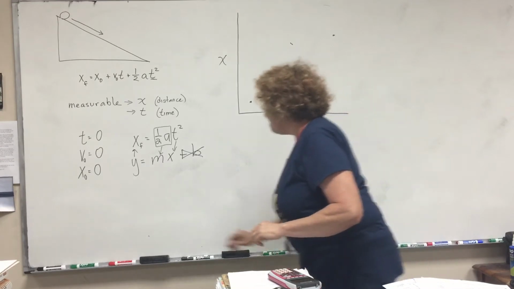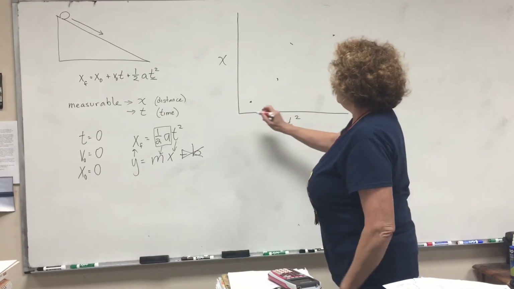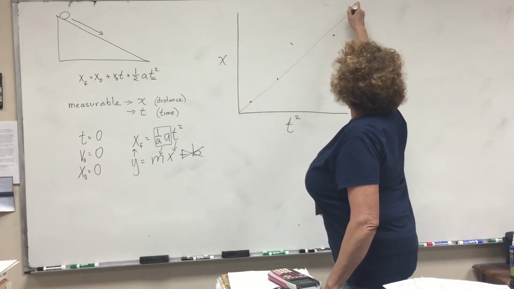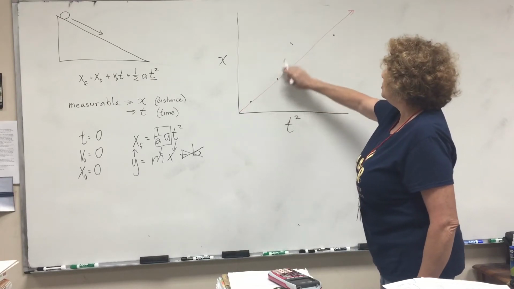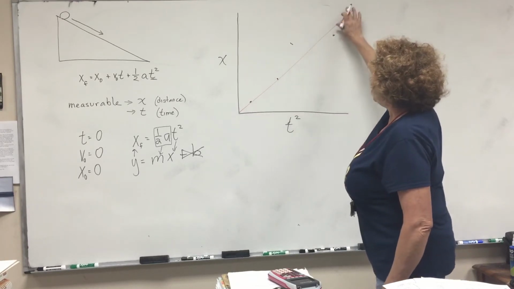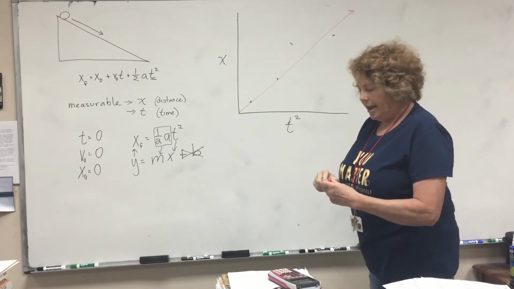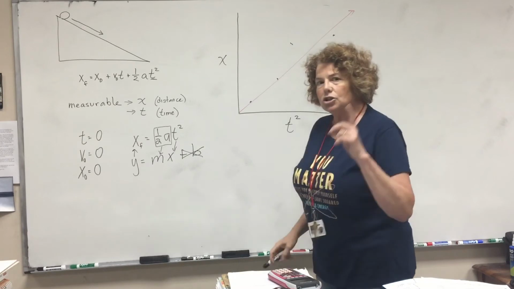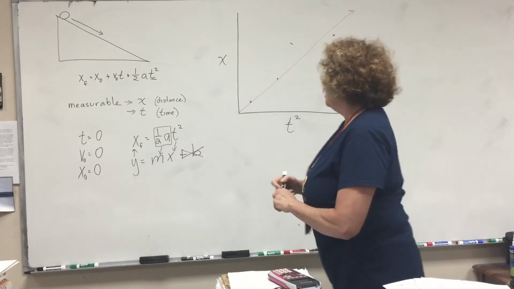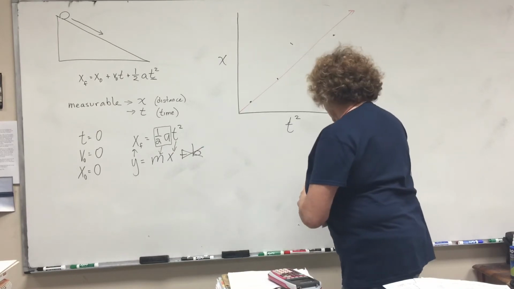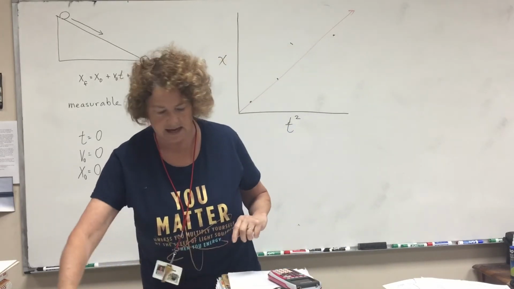Now, when they ask you to draw a best fit line, you draw it through the data. You don't necessarily have to hit the dots. I might have wanted to tip it up a little bit, but it has to be through the data. And if they ever ask you to find the slope, because what would the slope give us? 1/2 the acceleration.